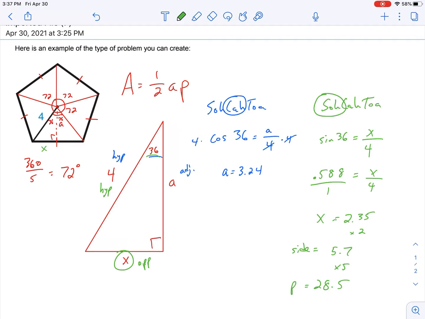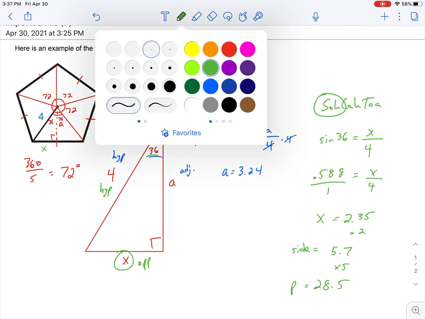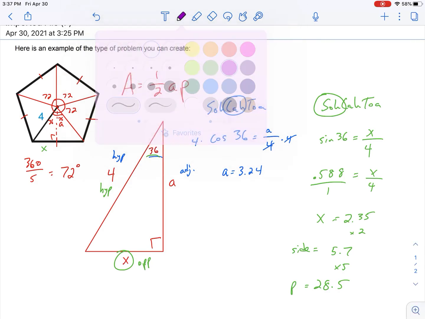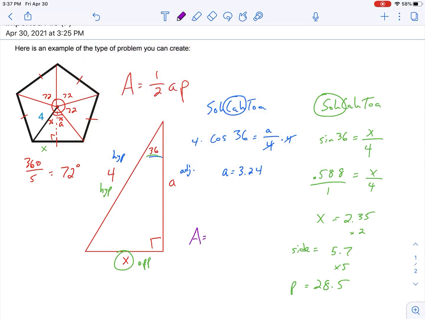Now I have everything I need to plug into my original equation. Let's do a different color here to show that this is my final piece. So I'm going to do 1/2 the apothem that I calculated, the perimeter that I calculated, and now it's just type it into the calculator time. It's 3.24 times 28.5. I get 46.17, and I should put a unit here. Whatever your units are should be squared.